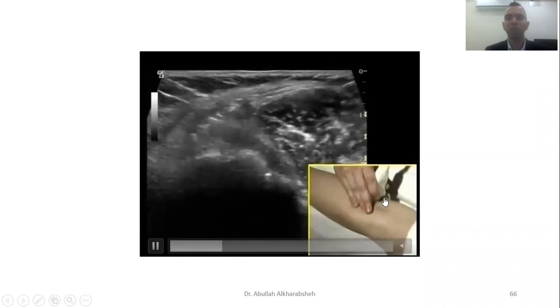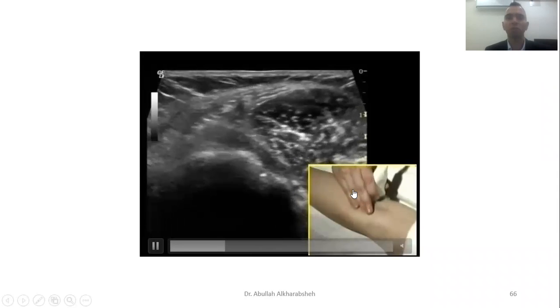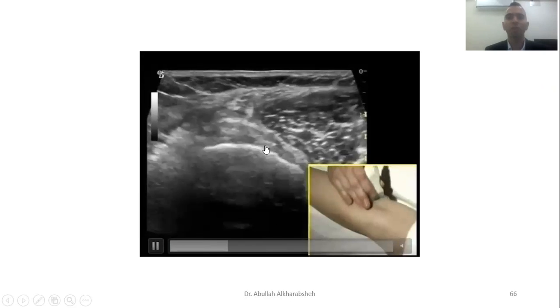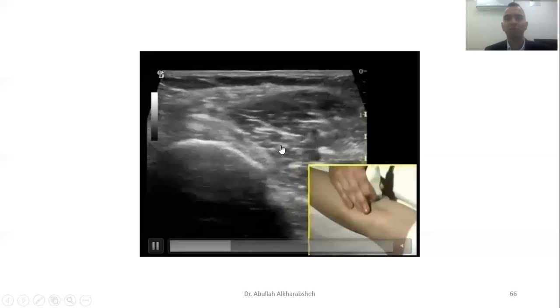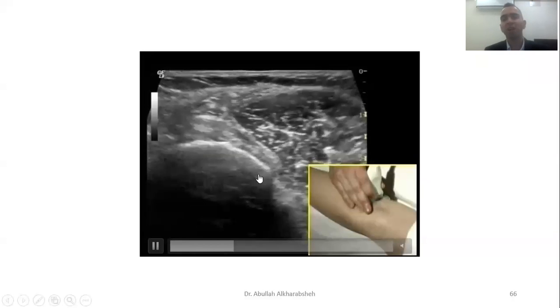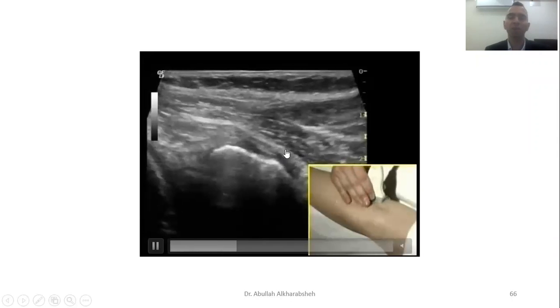So manipulate. This is the advantage of ultrasound, so you can manipulate and see the structure, just to avoid anisotropy. Anisotropy, which means black, so you don't see the right structure properly.